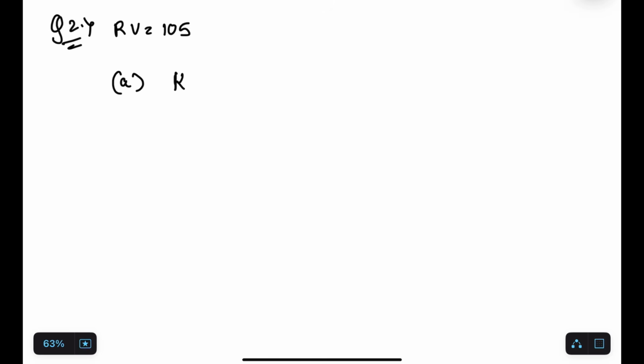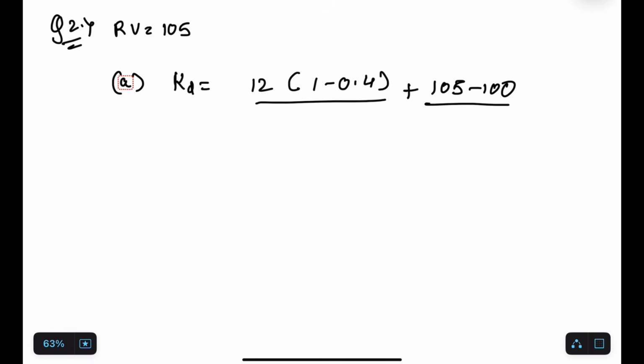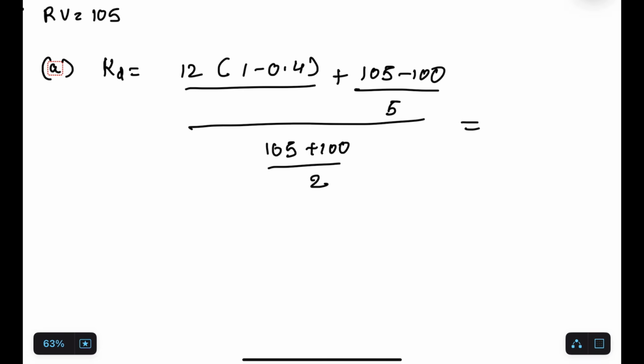So when we calculate cost of debenture, interest is 12%, tax is 40% divided by 100, and the difference between RV and PV, which would be 105 minus 100 rupees. The life of the debenture is 5 years, so we would take 5 years, whole divided by average of PV and RV, correct? So when we solve this, we would get 12 into 0.6. So we would get it as 8% cost, right?